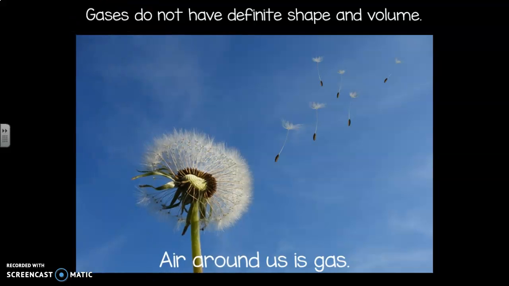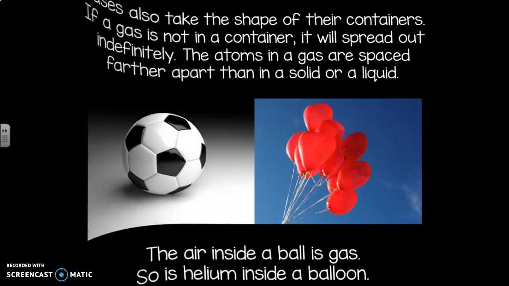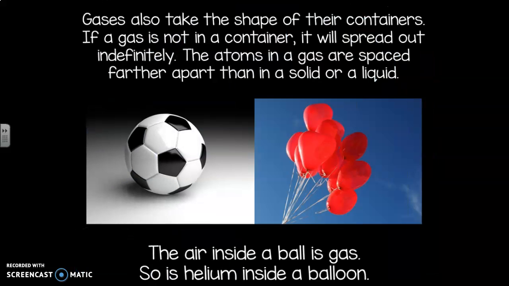And the last state of matter is gas. Gases do not have definite shape and volume. The air around us is an example of gas. Gases also take the shape of their containers. If a gas is not in a container, it will spread out indefinitely. The atoms in a gas are spaced farther apart than in a liquid or a solid.